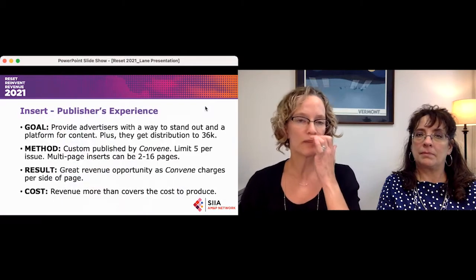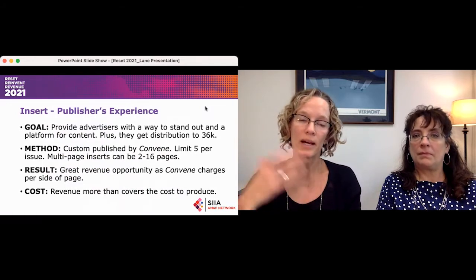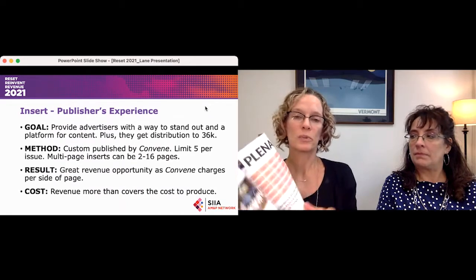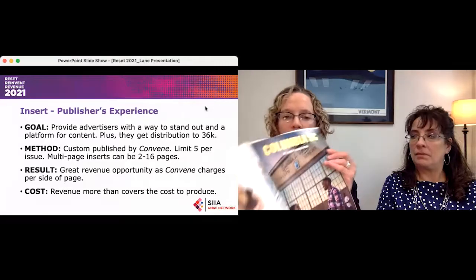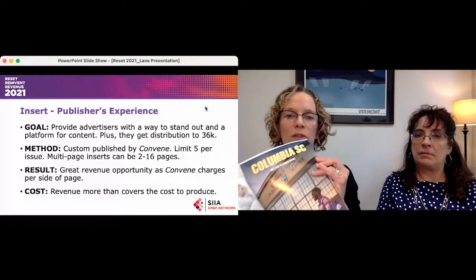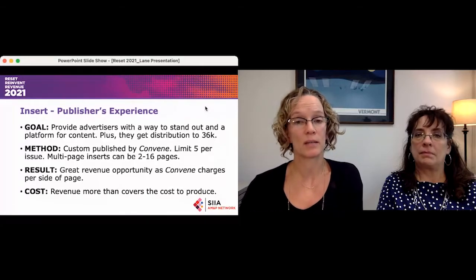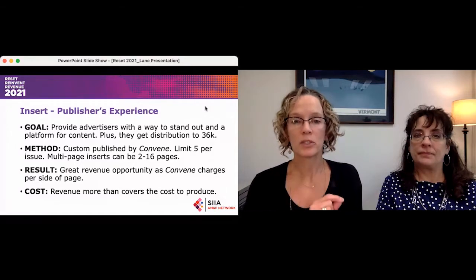The goal is to provide advertisers with a way to stand out and a platform for content. Plus, an organization could produce one of these for about the same cost that they do it with Convene, but they wouldn't get that 36,000 person distribution that they get by putting it in Convene. Convene custom publishes these.